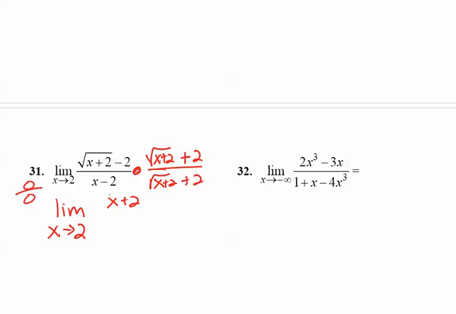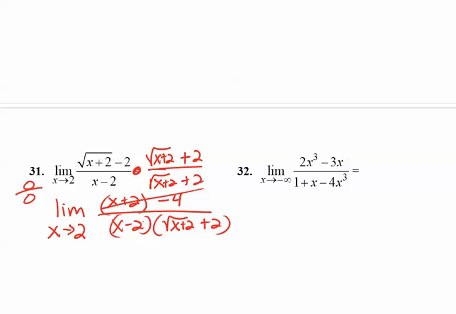So now our numerator would be an x plus 2 minus a 4. And that will cancel with that first factor in the denominator. So this is indeed x minus 2, as is this, so our numerator would just be 1. And we can plug 2 in to come up with our limit. 1 in the numerator. Square root of 4 is 2 plus 2. So 1/4 is our limit.